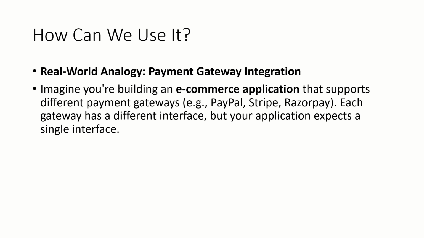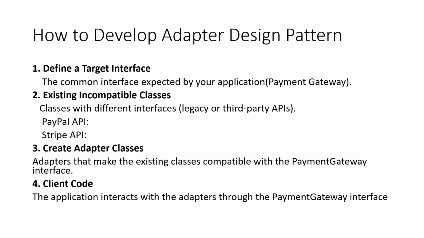The real world analogy is payment gateway integration. Imagine you are building an e-commerce application that supports different payment gateways, for example PayPal, Stripe, Razorpay. Each gateway has different interfaces, but your application expects a single interface. How can you do that? Using the adapter design pattern, we can achieve this. I will take this as an example when we develop the adapter design pattern, and I will explain how you can do that. So I will go to the next slide to discuss how to develop the adapter design pattern.